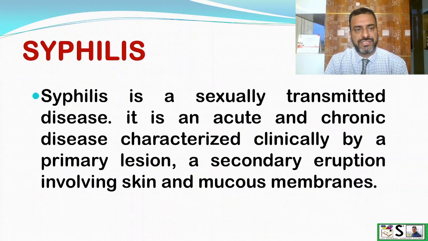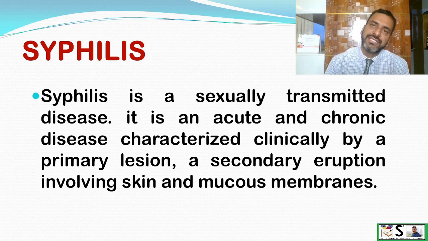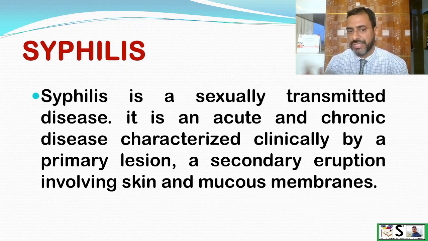What is syphilis? Syphilis is a sexually transmitted disease, or we can say venereal disease. It is an acute and chronic disease characterized by primary lesion, which is acute, and then secondary eruption, that is chronic, involving skin and mucous membrane.